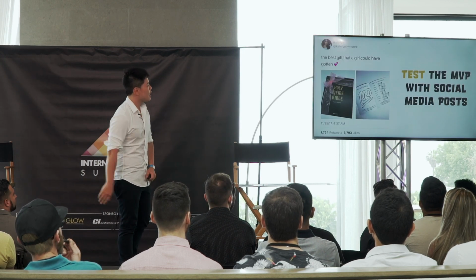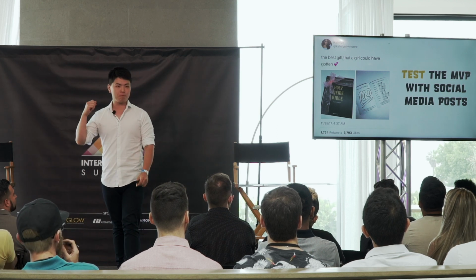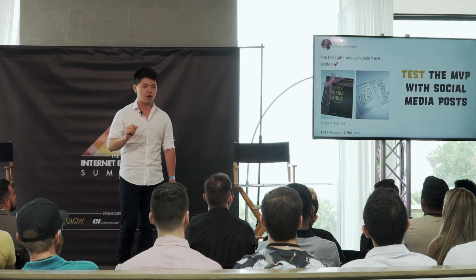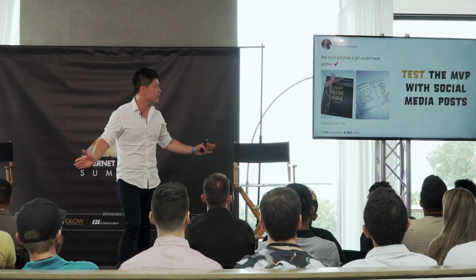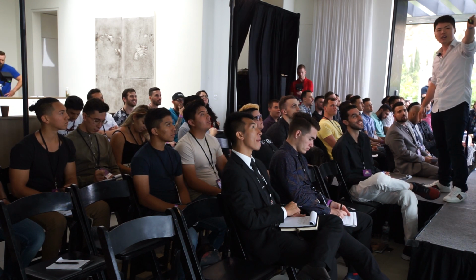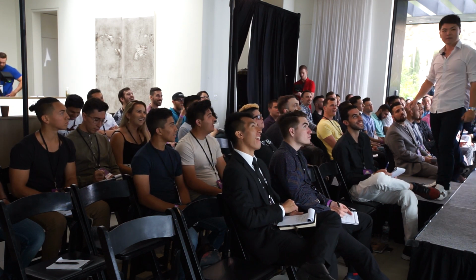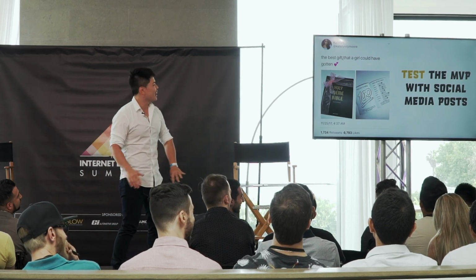Then test the MVP with social media posts. One of the biggest and fastest ways to test a product is to make a viral story about it. So make a fake story, fake news, whatever. This girl, I found her off Tinder, took her profile, took her name, and made a Twitter profile with it. It's really unethical, so I don't promote it, but that's how I did it.